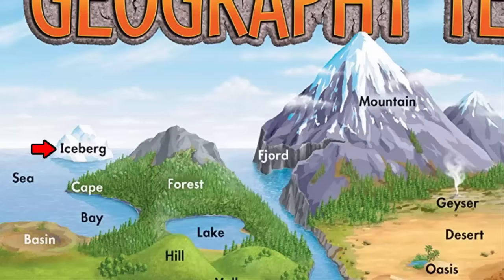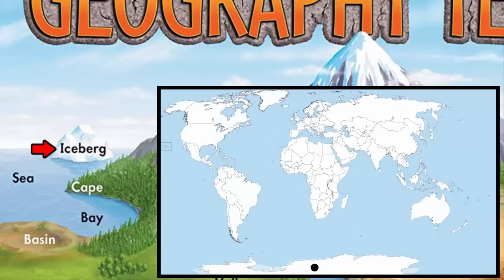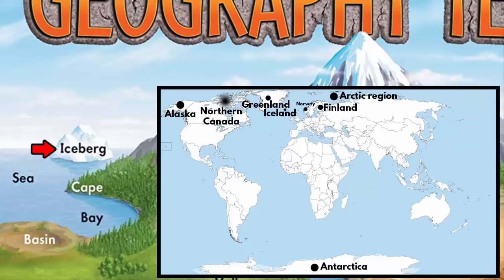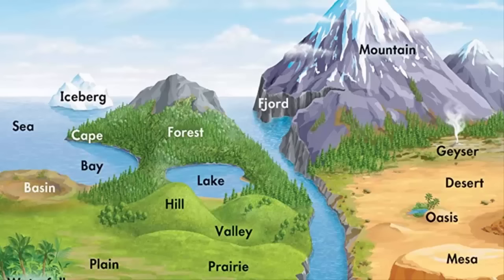Glaciers are commonly found in high latitude regions like Antarctica and the Arctic region, which consist of places like Alaska, which is in the United States, Finland, Greenland, Iceland, northern Canada, Norway, Russia and Sweden.